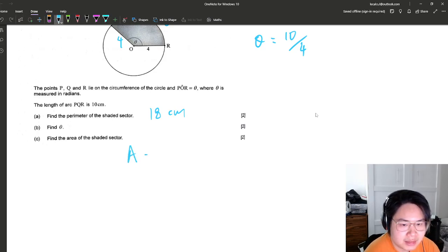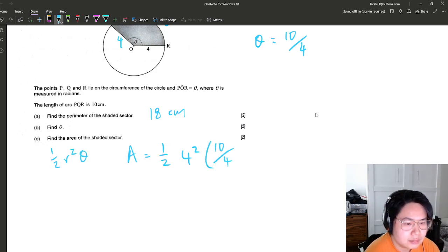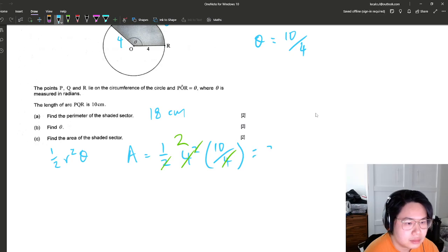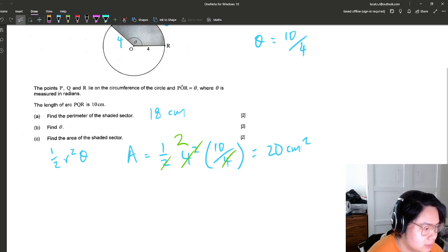Find the area of the shaded sector. So that's 1/2 r squared times theta, I think. So like that. And then no calculator, 4 divides with 4, and then 2 divides with that 4, which is 2. 2 times 10, 20. Okay, not so bad. Next one.